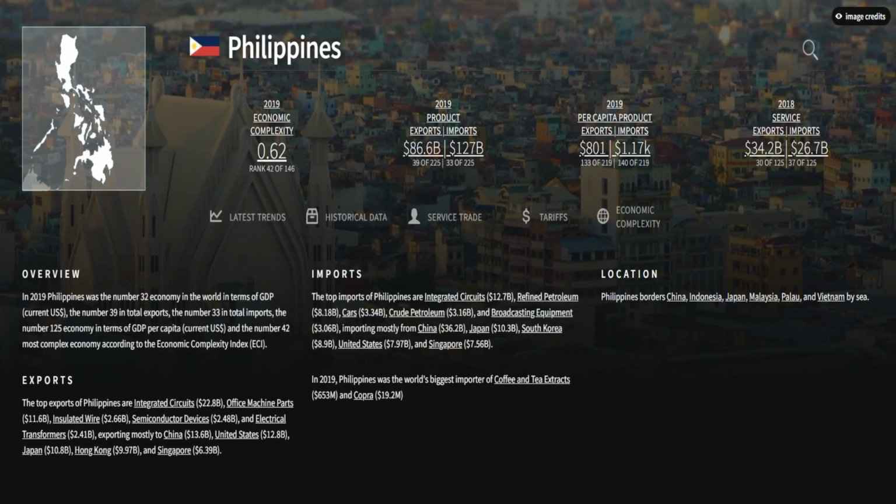Let's see here about the Philippines. Philippines exports are 86.6 billion and imports are 127 billion. Philippines' top imports are integrated circuits, refined petroleum, cars, crude petroleum, broadcasting equipment, and Philippines is importing mostly from China, Japan, South Korea, and United States, Singapore.